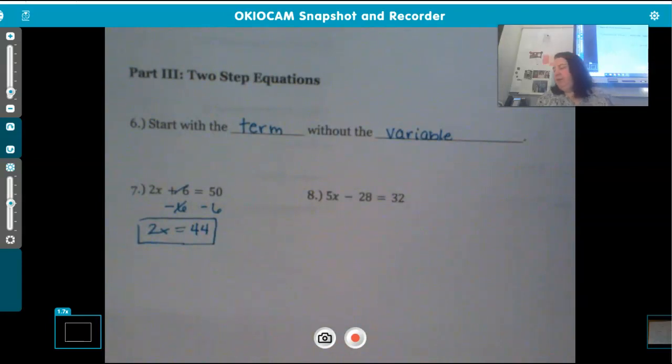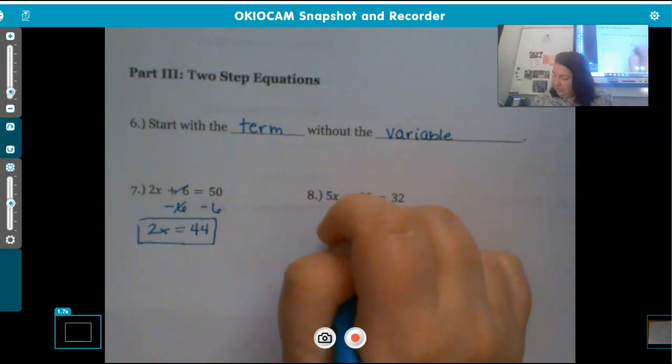Number 8. 5x minus 28 equals 32. What is our term without the variable? What is the term? Nope, the term without the variable. 28. So you were on the right track. We're subtracting 28. What's the opposite? Adding. We're going to add 28 to both sides.